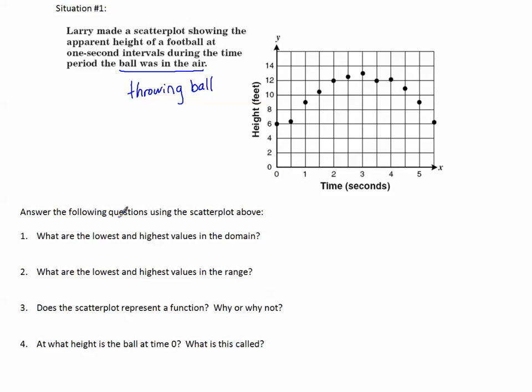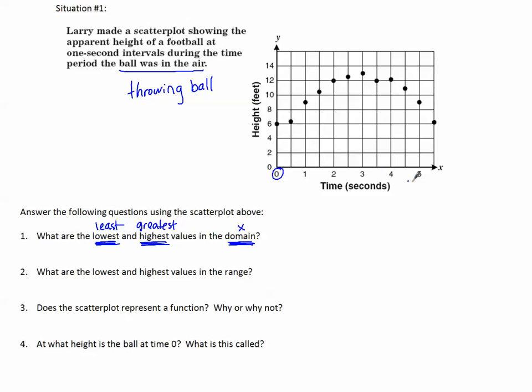Let's answer the following questions using this scatter plot. What are the lowest and highest values in the domain? I see domain, I think x. The lowest and the highest. Lowest is least, highest is greatest. So in the domain, the lowest is 0, the highest is 5 and a half.